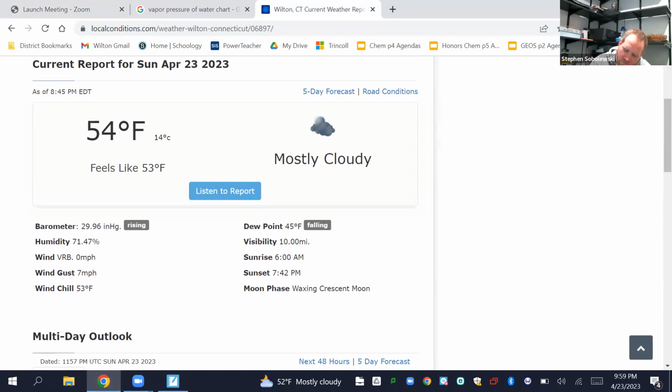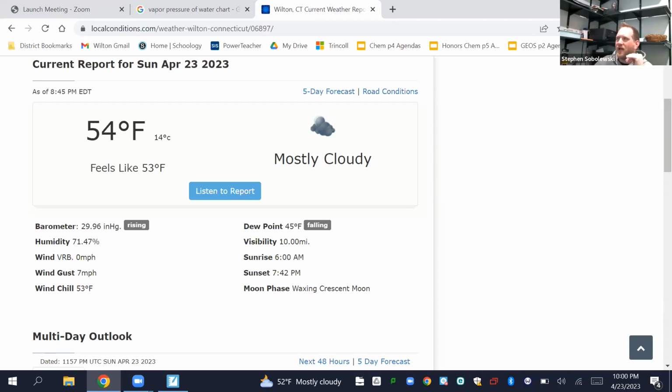Barometer. Oh, I can't circle it here. 29.96 inHg and rising. inHg, what the heck is that? Oh, inches of mercury. Interesting. Now, we're not used to dealing with inches of mercury, so this gives us a great opportunity to do some unit conversions. We're bringing all the way from September back in with inches conversions.